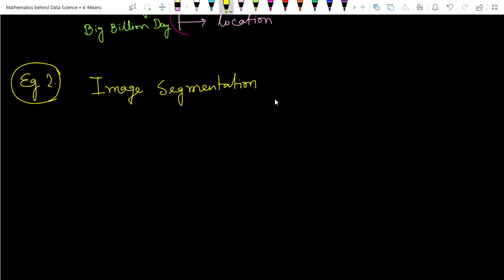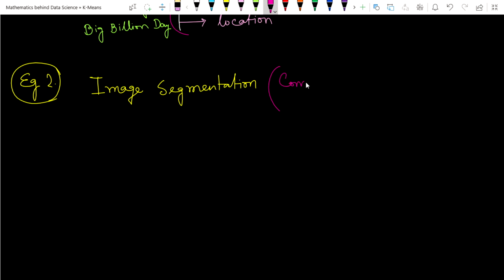Image segmentation is mostly used in computer vision and image processing. Computer vision is one area of computer science, focusing on human visualization, how we visualize things. These things are studied in computer vision in the computer science area.